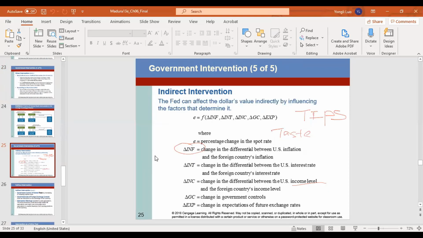Indirect intervention means the Fed can affect the dollar's value indirectly by influencing the factors that determine it. Those factors include inflation, interest rates, income level, changes in government controls, and changes in expectations of future exchange rates.